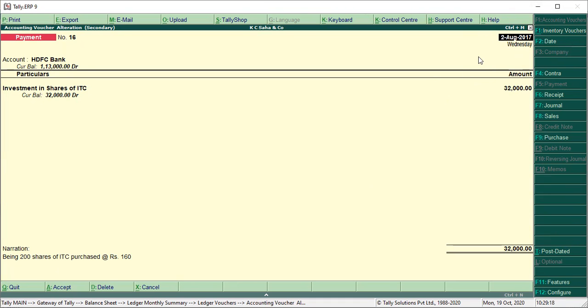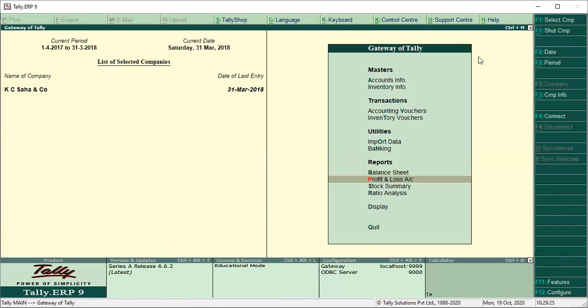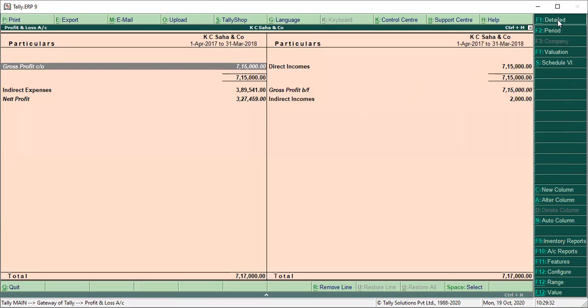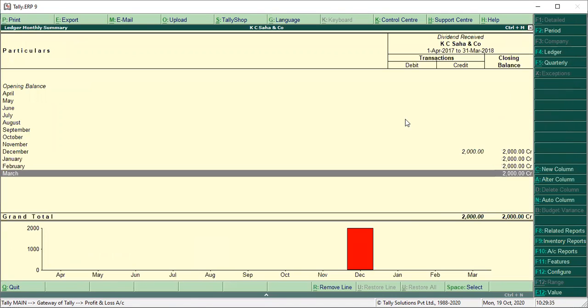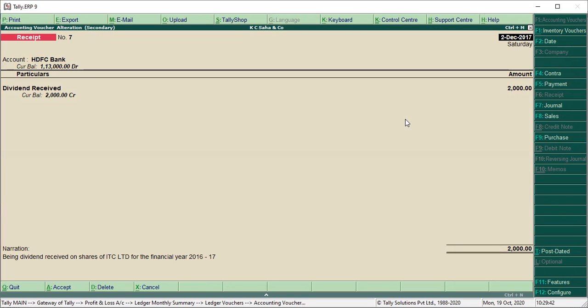That means you have invested on 2nd August, but when did you receive that income? So you have to go to this side, Alt F1, that is dividend received. You have to open this. What was your date of purchase of investment? The date of investment was 2 August 2017. That means you invested in the company ITC Limited on 2nd August 2017 and you got the dividend received on 2nd December 2017. Is that okay?